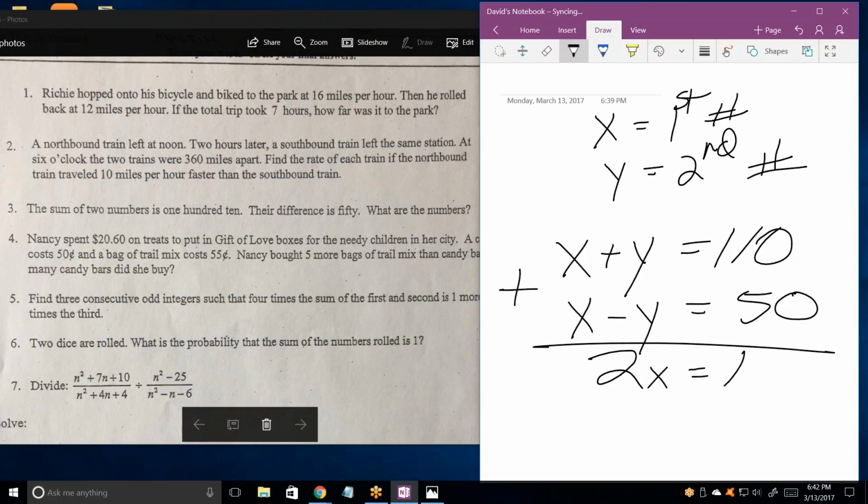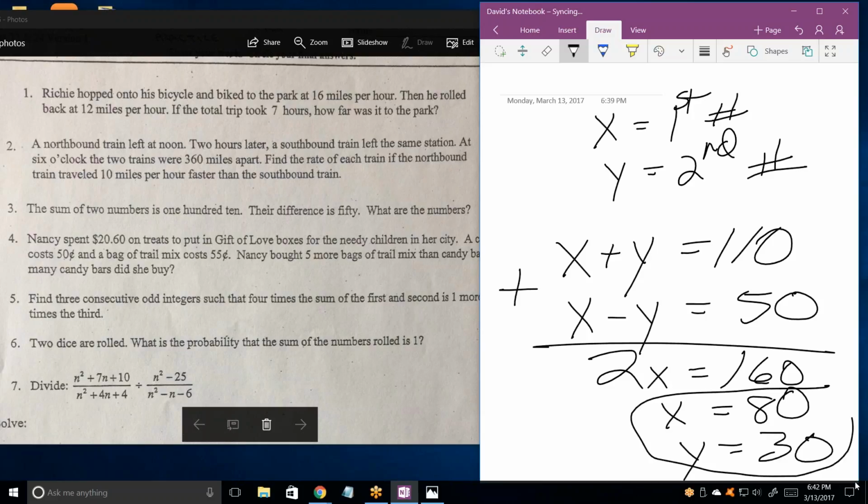Now I get 2x equals 160. X equals 80. We've solved for one number. What's Y got to be equal to if X equals 80? 30. So there's your two numbers. And I would have gotten those same two numbers even if I'd made the second equation Y minus X equals 50. It would not have mattered. My Y would have come out to be 80 and my X would have come out to be 30.